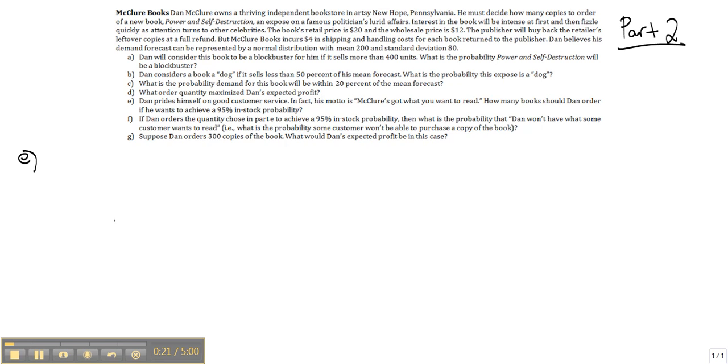We find that the z-value of 1.64 has a probability of 0.9495, and the z-value of 1.65 has a probability of 0.9505. And using the roundup rule, we'll therefore decide that our z-value should be 1.65. Plugging that into the formula that will convert that to a quantity, which is the mean forecast plus the standard deviation times the z-value, is equal to 200 plus 80 times 1.65, or 332 books.